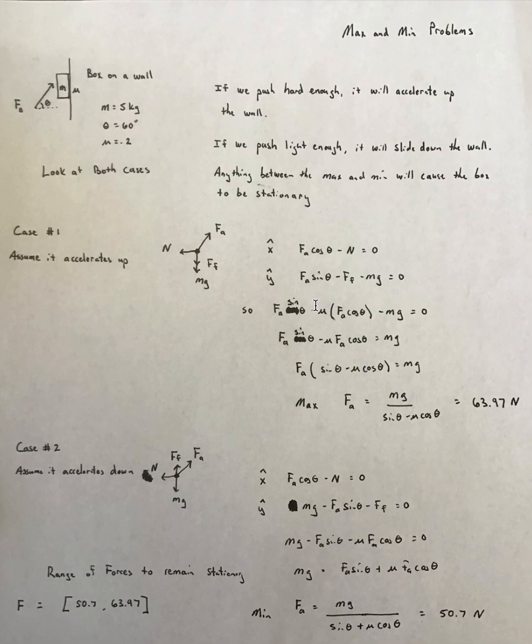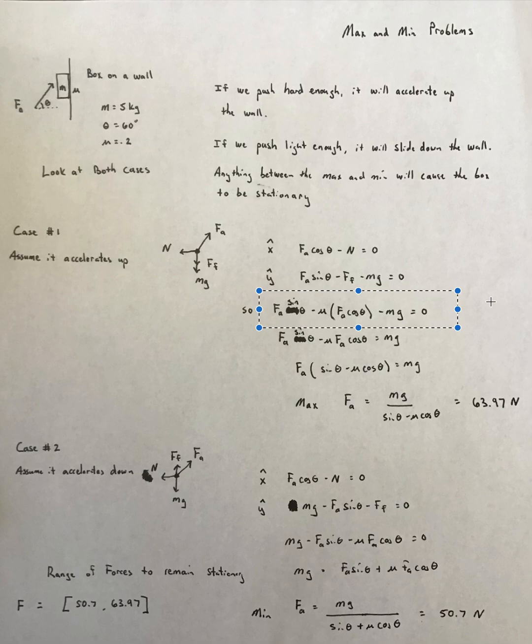Think about it. Look at this equation again here. This Fa makes it 0. So if I push anything harder than 63.97, this term here will be bigger than friction and gravity, and it will then cause the box to accelerate upwards. Okay, so this is the maximum force that I can push with such that it doesn't move. If I want to accelerate it up the wall, I'd have to push harder than that.